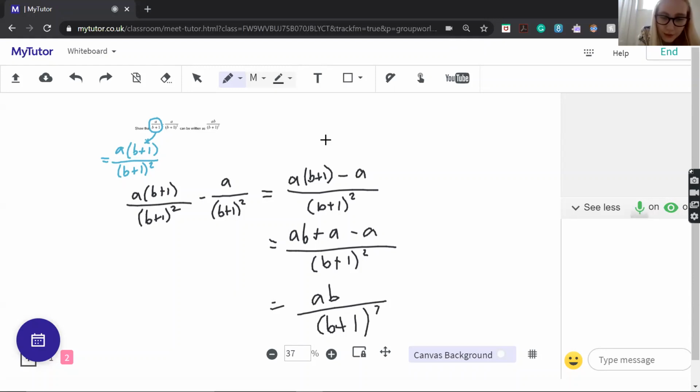(b+1) squared. And that is exactly what we've been asked to show. So then I always finish these with something like writing "as required", just to prove to them that you know you're done now. From which equals that, as required.